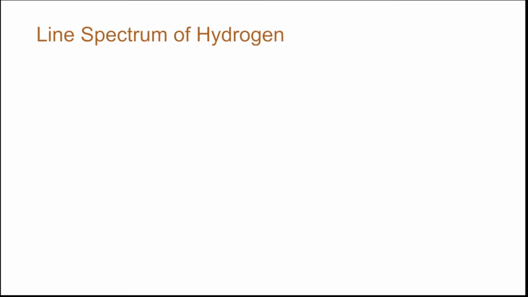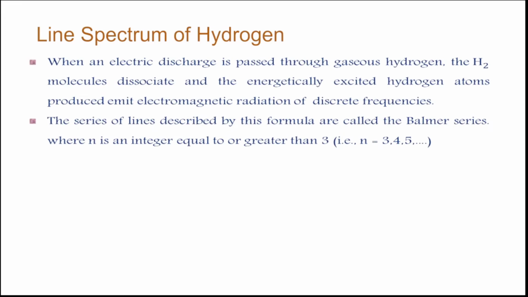Now let's see the line spectrum of hydrogen. When an electric discharge is passed through gaseous hydrogen, the H2 molecules dissociate and the energetically excited hydrogen atoms produced emit electromagnetic radiation of discrete frequencies.